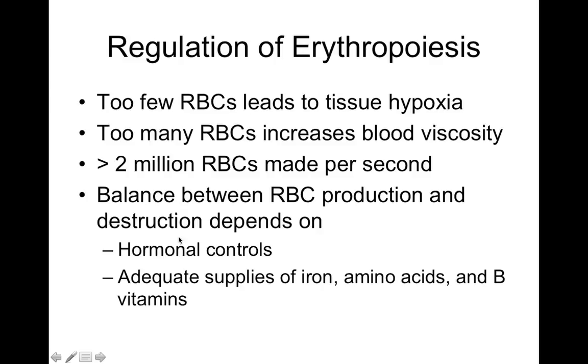So there's a balance between production and destruction. What do you guys think would happen if you had more red blood cell destruction than production? Hypoxia, which could be due to anemia. You could just have a very low red blood cell count, right? If your red blood cells were being destroyed faster than they were being created, then eventually you're going to get dwindling numbers of red blood cells.